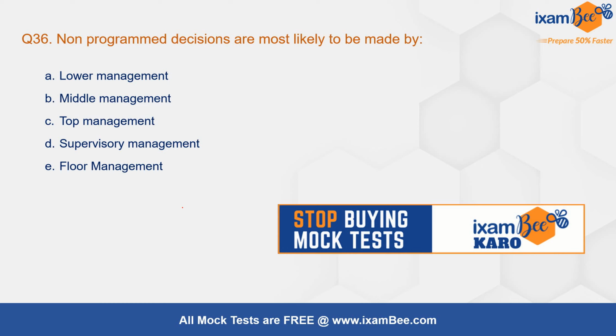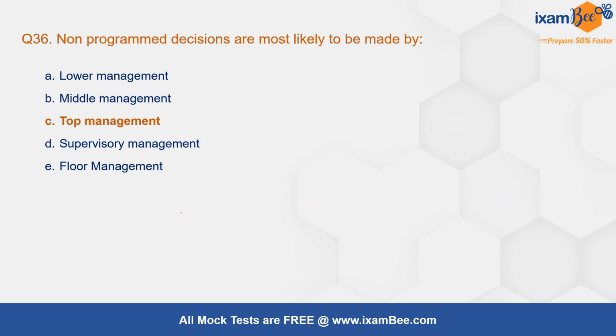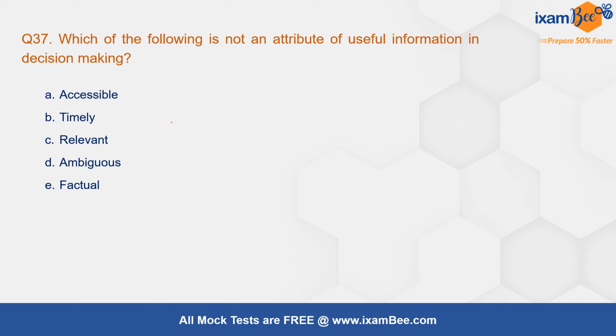We will continue with our series to discuss the remaining questions. The first question today for you is: non-program decisions are most likely to be made by which level of management? Is it lower management, middle, top, supervisory, or floor management? The correct answer here is top level management. Non-program decisions are decisions which relate to unstructured kinds of problems or crisis kinds of problems, and therefore these are made by the top management.